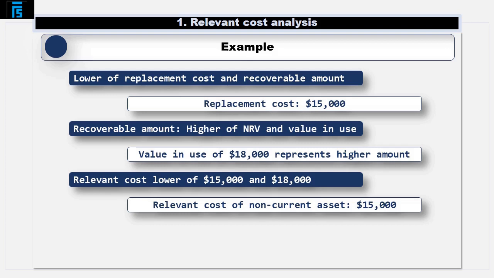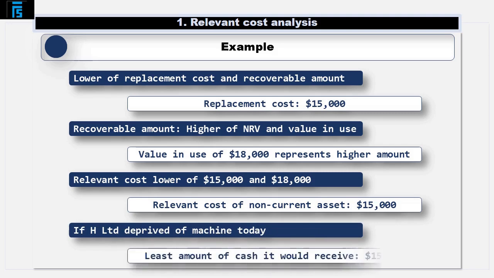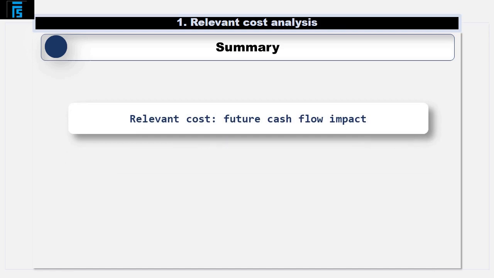In other words, if H Limited were deprived of this machine today, then the least amount of cash it would need to receive in order to be no worse off than it currently is, is 15,000.